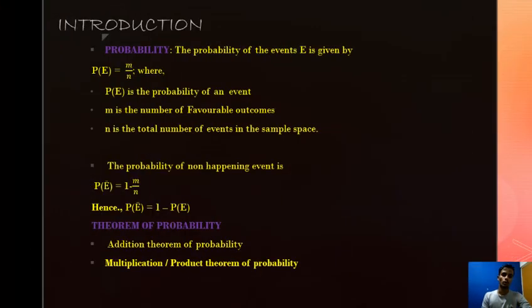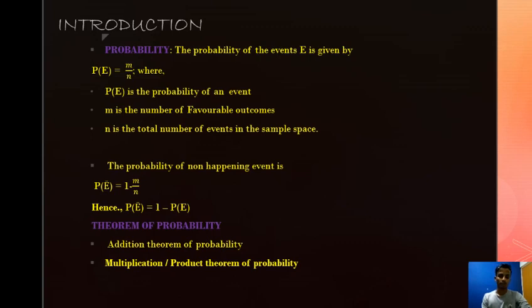Now, before moving on to the probability distribution, at first we shall come to know what is meant by probability. The probability of the event A is given by P(A) = m by n, where P(A) is the probability of an event, m is the number of favorable outcomes, and n is the total number of events in the sample space. That is, the probability of non-happening event is equal to 1 minus m by n. That is, probability of non-happening event is equal to 1 minus probability of happening event.